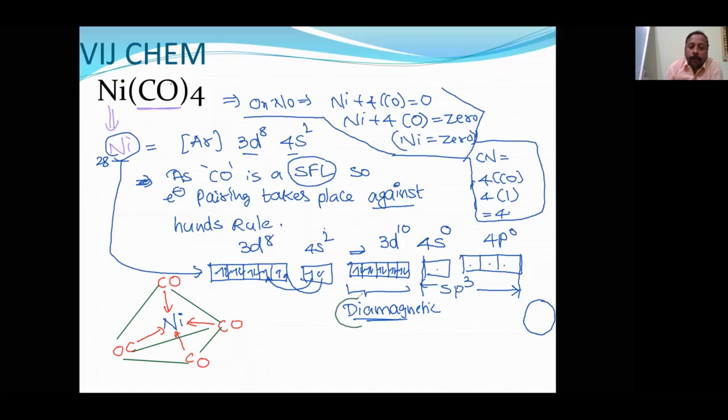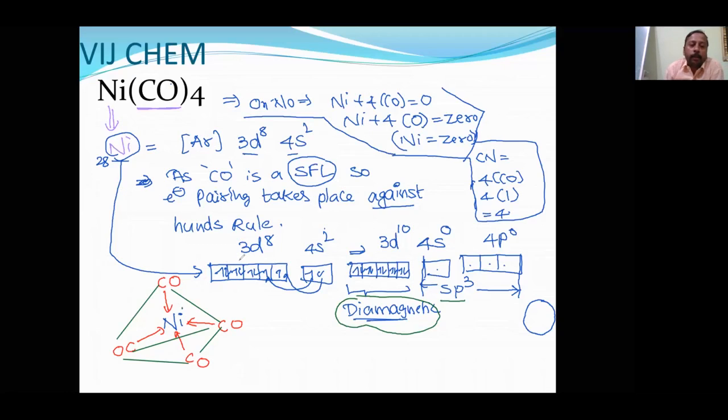The difference is in the magnetic nature. That was paramagnetic, but this is now diamagnetic. And the similarity: that was tetrahedral, this is also tetrahedral. Differences: that was nickel plus 2, here nickel 0; that was Cl minus, this is CO, 0. So this is about nickel tetracarbonyl.